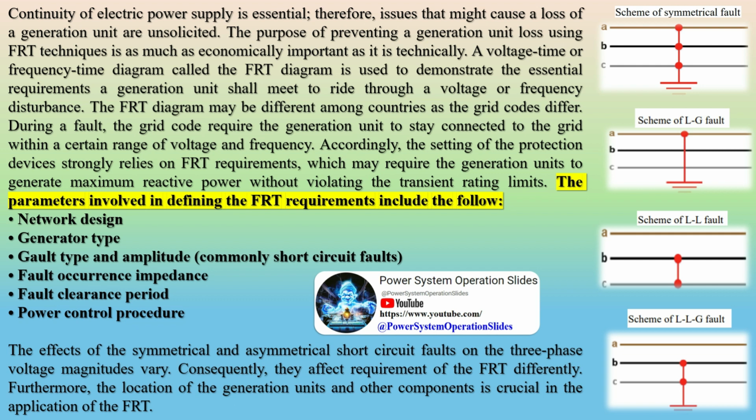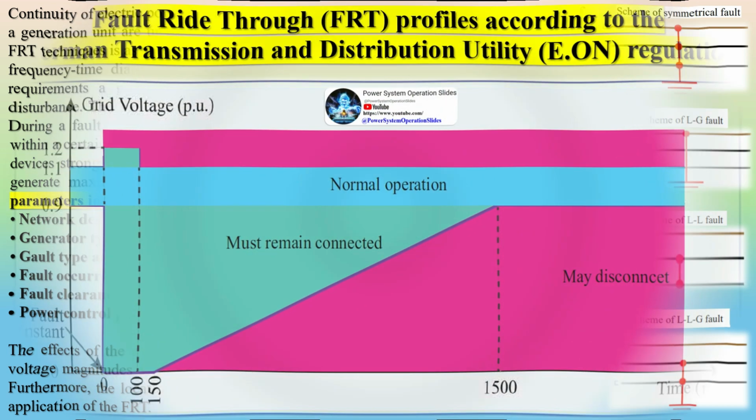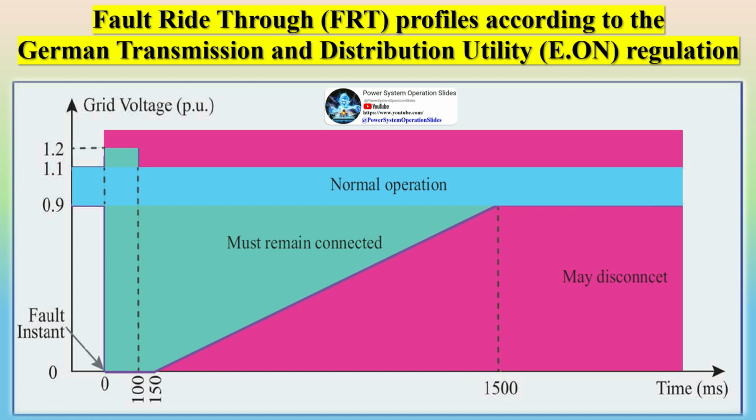The purpose of preventing a generation unit loss using FRT techniques is as economically important as it is technically. A voltage-time or frequency-time diagram, called the FRT diagram, is used to demonstrate the essential requirements a generation unit shall meet to ride through a voltage or frequency disturbance. The FRT diagram may be different among countries as the grid codes differ.